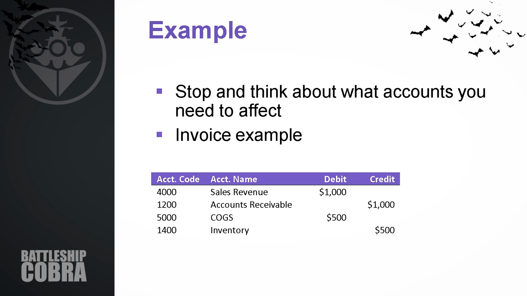So my final example here, and just some words again to live by: memorize that chart and stop and think about what accounts you need to affect. Think about the invoice example: sales revenue, accounts receivable, COGS, inventory, the debits and the credits of each of those transactions. Look back at that list and memorize it. That's all you really need to know.